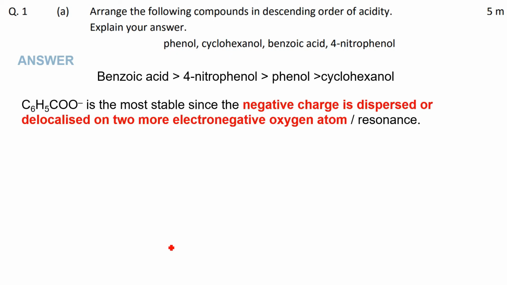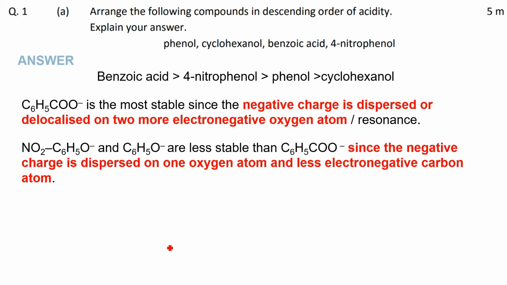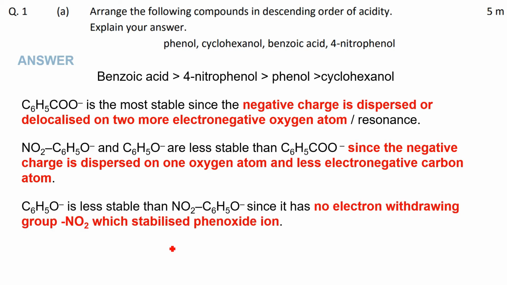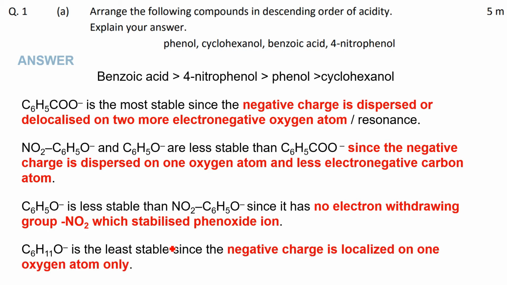The reason is the benzoate ion is most stable since the negative charge is delocalized on two more electronegative oxygen atoms, while nitrophenoxide and phenoxide are less stable than benzoate ion since the negative charge is dispersed on one oxygen atom and less electronegative carbon atoms. Phenoxide ion is less stable than nitrophenoxide ion since it has no electron withdrawing group, the nitro group, which stabilizes the phenoxide ion. For cyclohexanol, the alkoxide ion is the least stable since the negative charge is localized on one oxygen atom only.